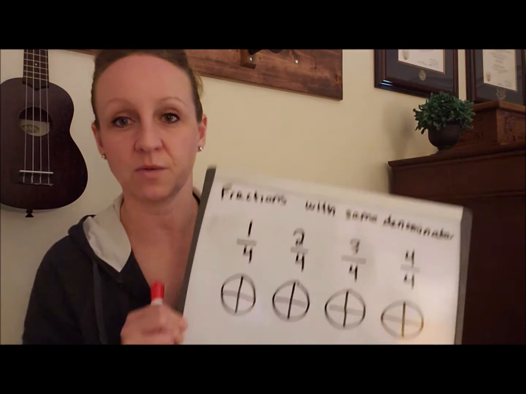So what we're going to look at today is what happens when you compare fractions that are all based out of the same number. They have the same number of cuts in a pie or in a pizza or something, okay? So this is what I mean by this.